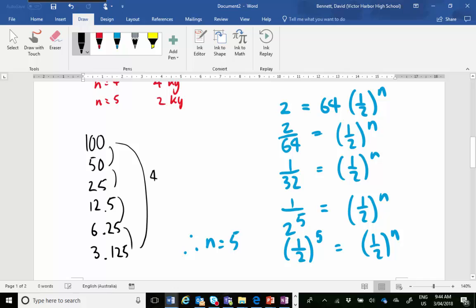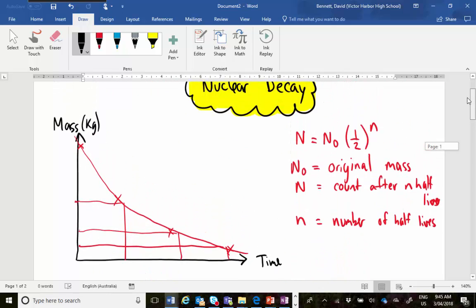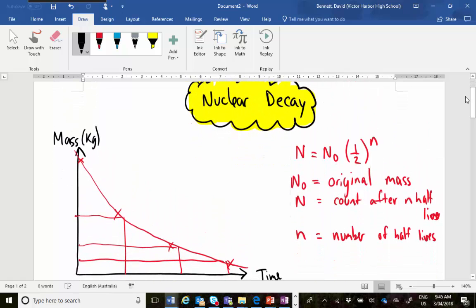Over there, it's a simple scenario, the half-lives. Okay, now, the half-life is originally the amount of time it takes to get to half its original mass or half its original count size.